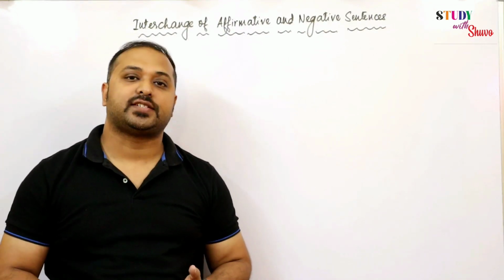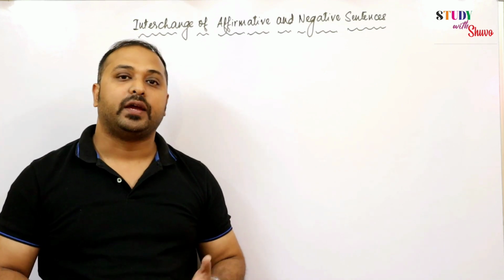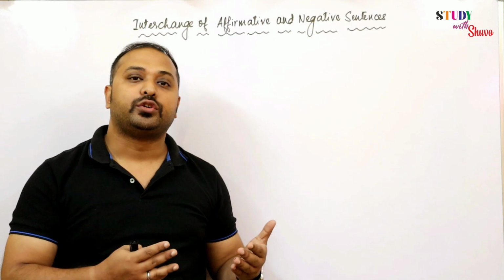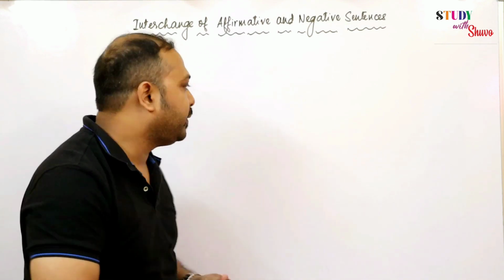The fourth process of converting a positive sentence into a negative sentence is by replacing the adverb too with so. Let's see how it happens.